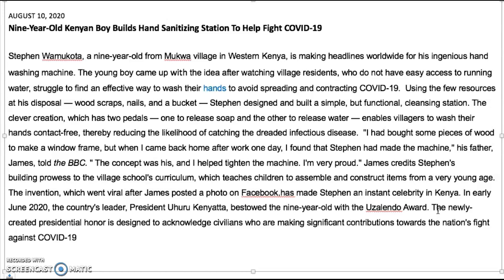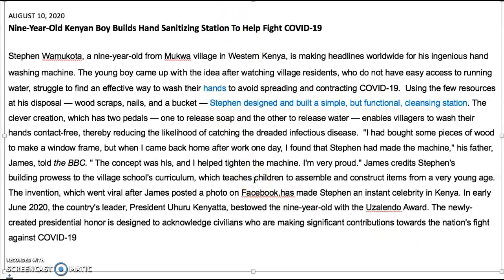The boy came up with the idea after watching village residents who do not have easy access to running water struggle to find an effective way to wash their hands to avoid spreading and contracting COVID-19. Okay. Using the few resources at his disposal, wood, scraps, nails, and a bucket, Stephen designed and built a simple but functional cleansing station. I would say, in my opinion, that is the main idea.